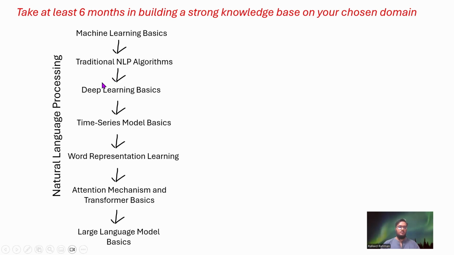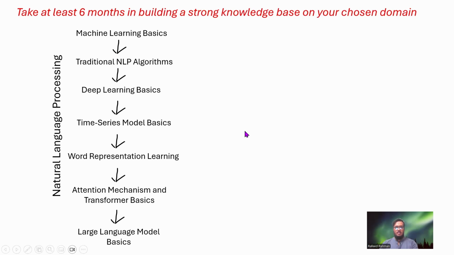For example, if you have chosen natural language processing or NLP as your domain, then you should do a course on machine learning basics and learn about traditional NLP algorithms. Then you need to go through deep learning basics, time series modeling, word representation learning, attention mechanism and transformer basics. And currently we have a lot of hype around large language model basics, so you need to go through that. So it's like 3 to 4 courses, which you should be able to finish in 6 to 7 months if you're diligent enough. But you need to finish them. If you don't finish them, then you're probably not going to have a strong enough background to start with, even.